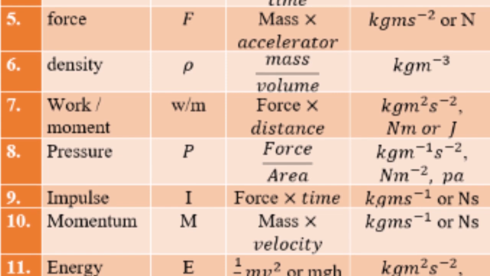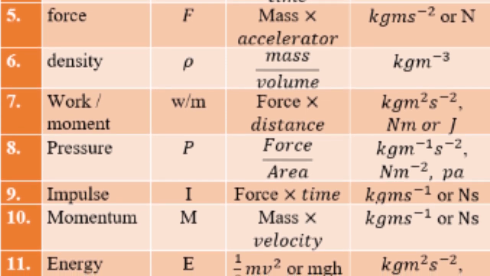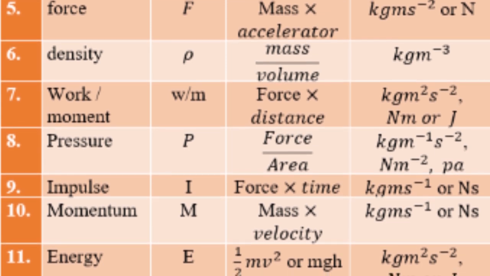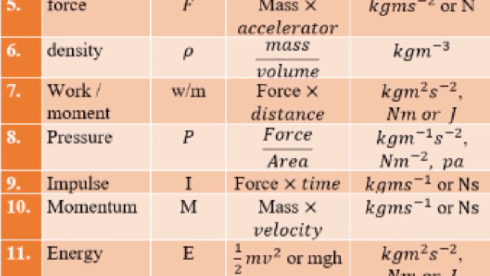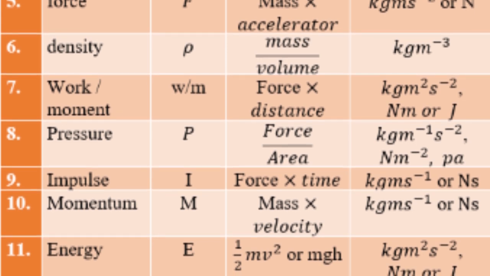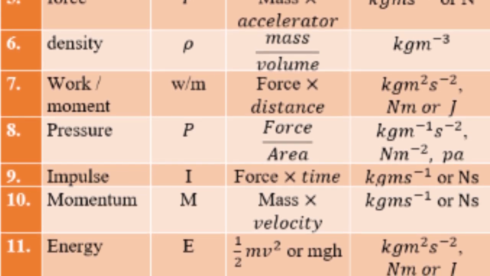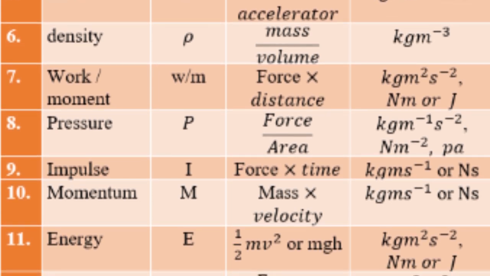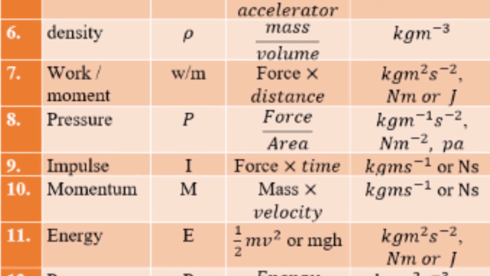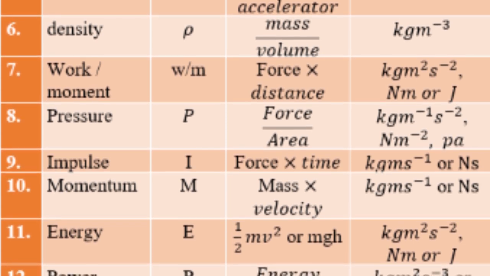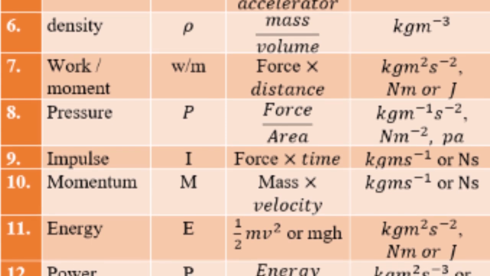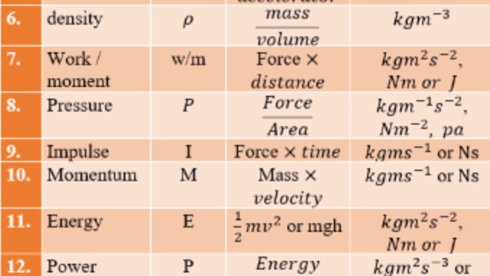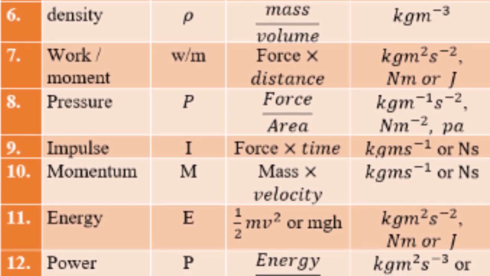Number 8 is pressure and the symbol for pressure is P. The formula for pressure is force all over area and the SI unit for pressure is the Pascal. 1 Pascal is the same thing as 1 Newton per meter squared, or kilogram per meter per second squared. Number 9 is impulse and the symbol for impulse is capital letter I and the formula for impulse is force times time and the SI unit for impulse is Newton second or kilogram meter per second.